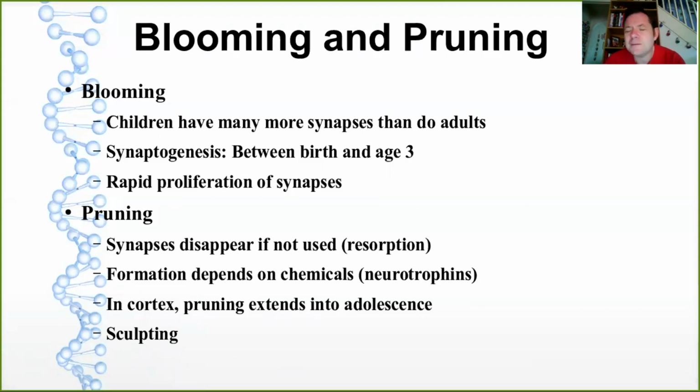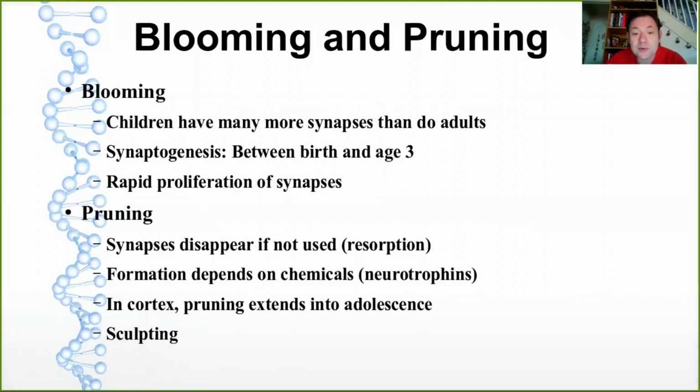You might think this is a bad thing, but there's some evidence showing that this process of pruning is necessary to allow the brain to function efficiently. For example, people with autism seem to have a problem with this pruning process. The formation depends on chemicals known as neurotrophins. So neurotrophins are released by neurons and allow new neurons to grow and to form connections.